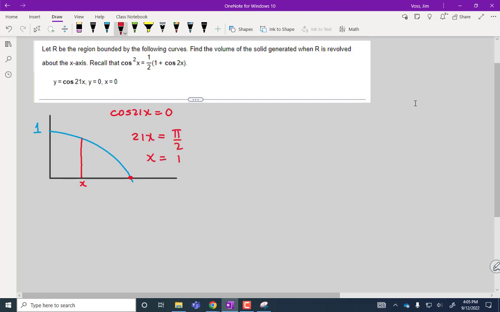So we're going to get x equals pi over 42. Yes. So that's the irrational number that's sitting right here on the x-axis. So that's going to be a limit of integration. Is there any question on how to solve that?